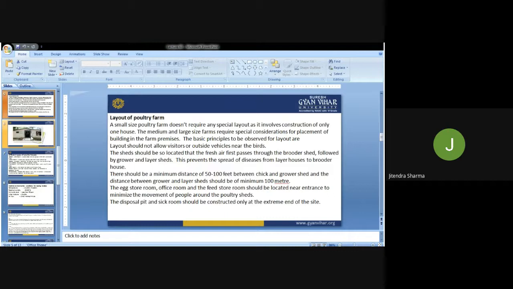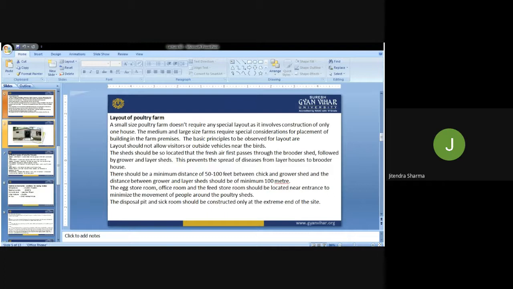If we are doing the business of broilers only, then only one building is sufficient for our purpose. But if we are doing the business of layers, then we require three houses. The first one is the brooder house, then the grower house, then the third one is the layer house. In between these houses, we have to maintain at least 100 feet distance, so that diseases and other problems are not transmitted, because there are certain airborne diseases that are transmitted from one house to another. To avoid that kind of problem, we have to face this situation.